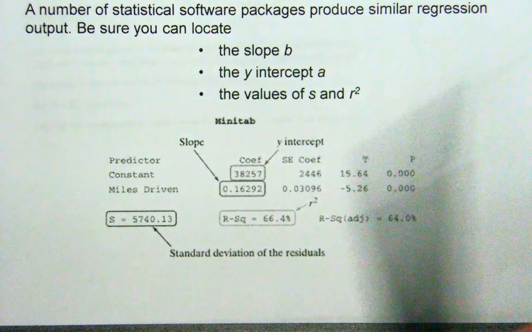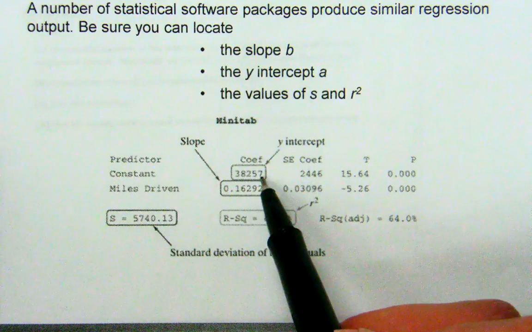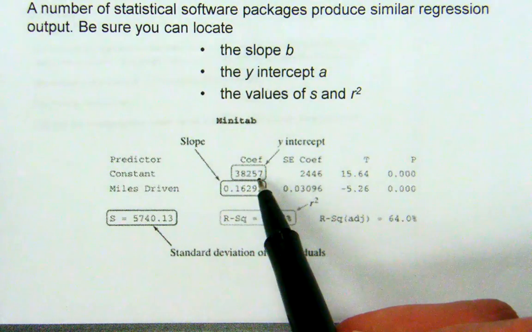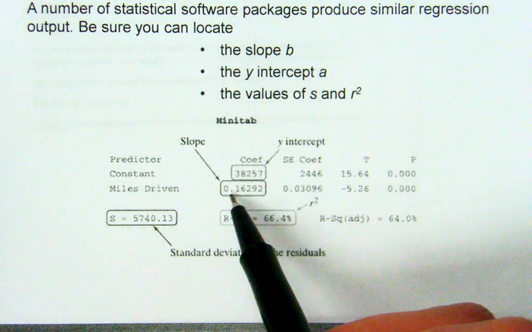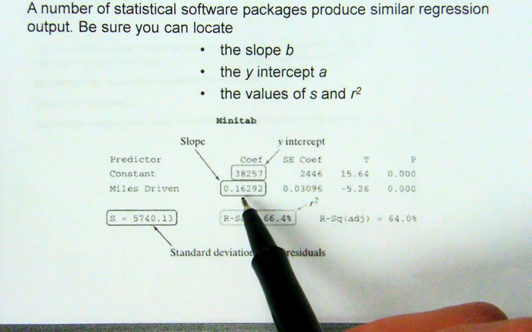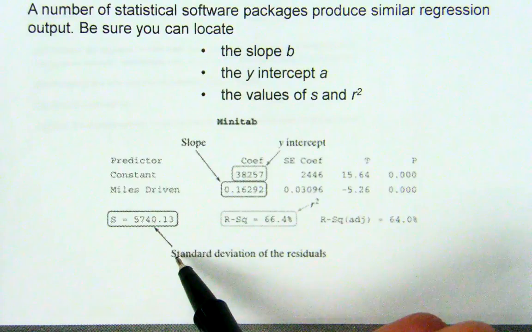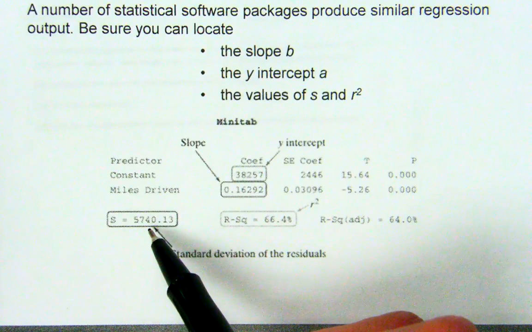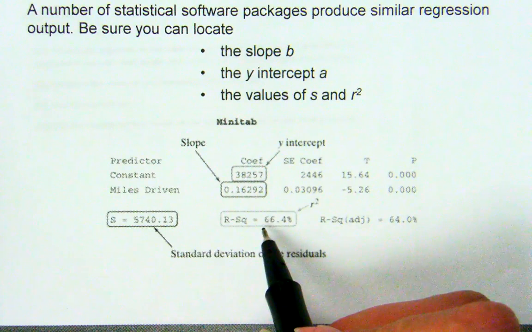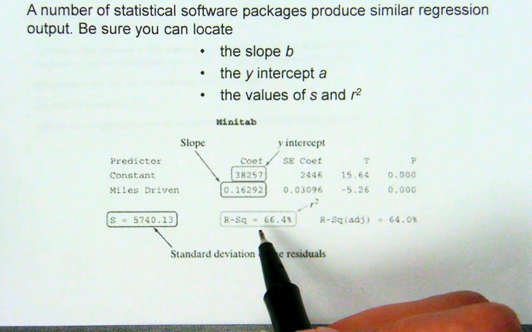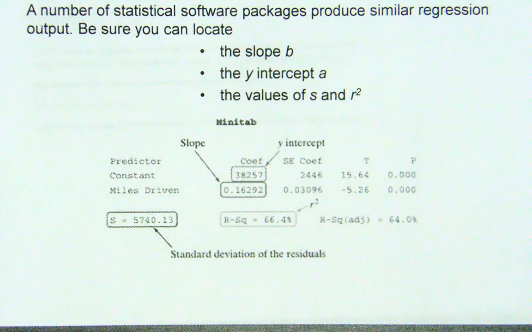So the constant, your coefficient for the constant is going to be your y-intercept. Your miles driven coefficient is going to be 0.16. That's your slope. Okay, your standard deviation for the residuals, so your prediction error, is going to be about 5,740, which seems like a lot to me. Your R squared is going to be 66.4%. So 66.4% of the variability could be accounted for between the miles driven.